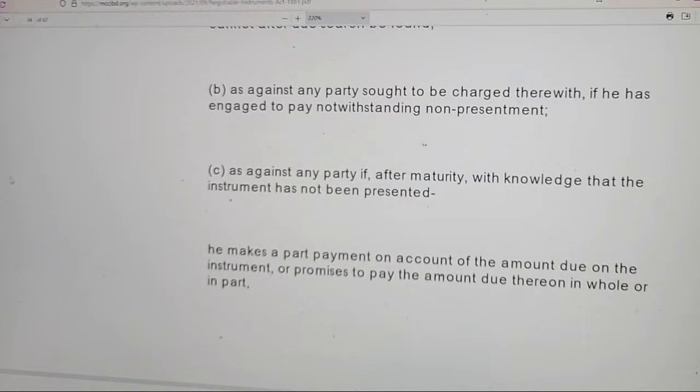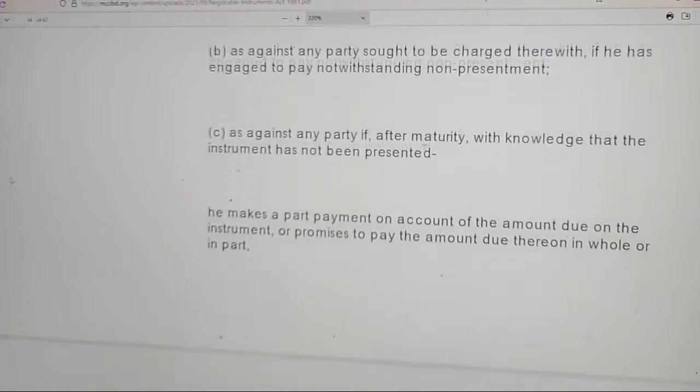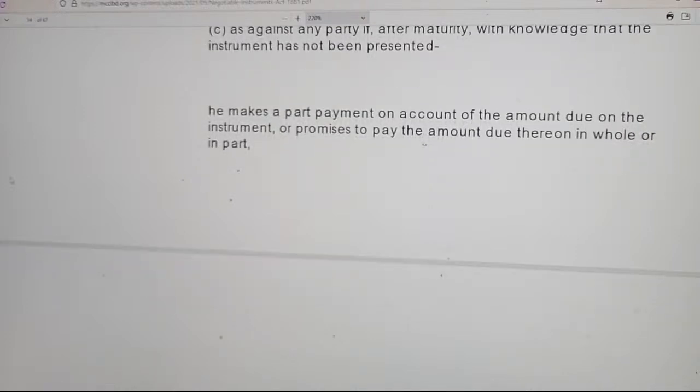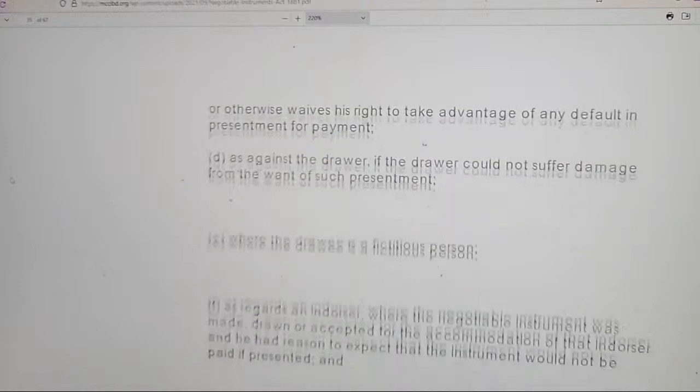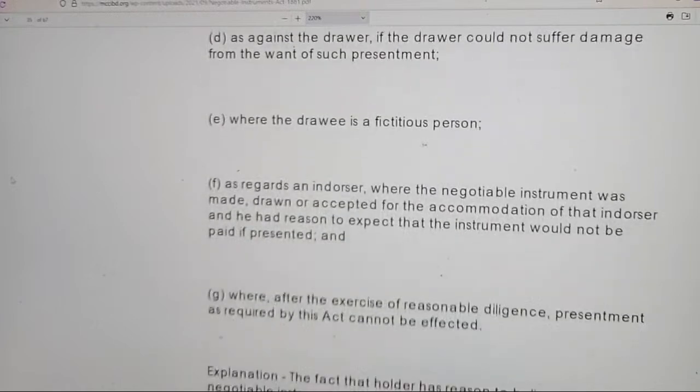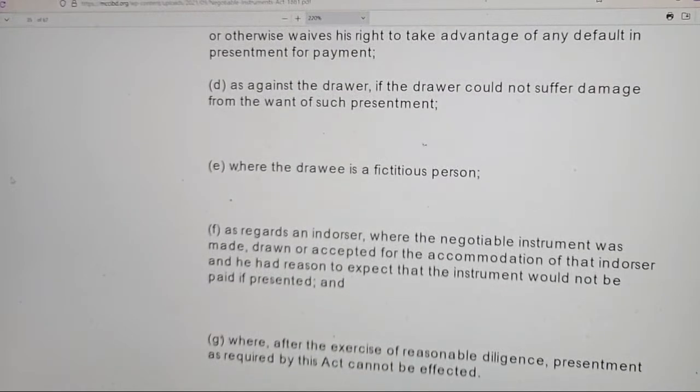B. As against any party sought to be charged therewith, if he has engaged to pay notwithstanding non-presentment. C. As against any party, if at maturity with knowledge that the instrument has not been presented, he makes a part payment on account of the amount due on the instrument, or promises to pay the amount due thereon in whole or in part, or otherwise waives his right to take advantage of any default in presentment for payment. D. As against the drawer, if the drawer could not suffer damage from want of such presentment.